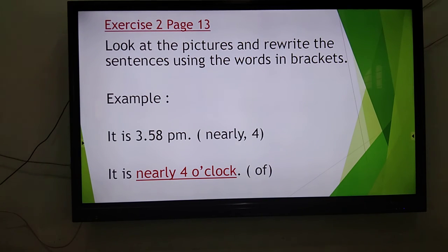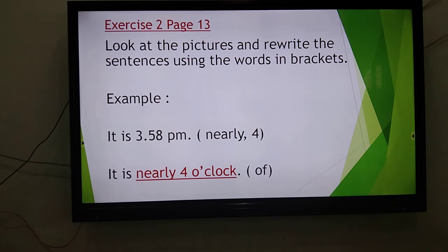Exercise 2, page number 13. Look at the pictures and rewrite the sentences using the words in brackets. We do not have pictures in the slides, but we have them in our books. But don't worry, even though we don't have pictures, the sentences are clear enough and we will be able to do our work.